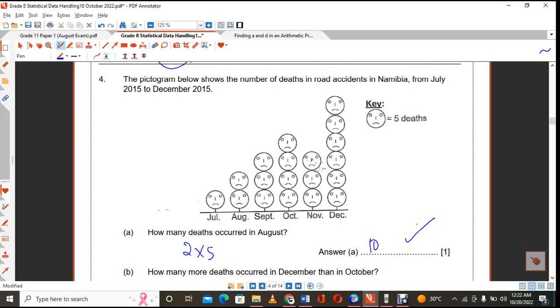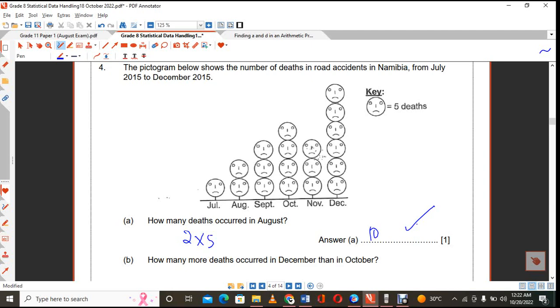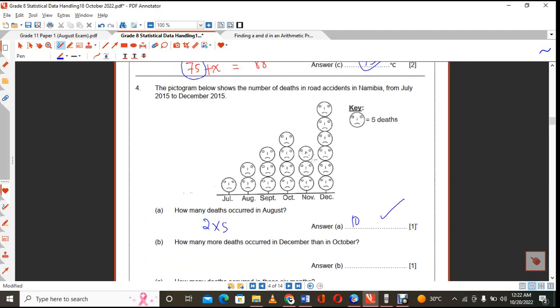And part B, how many more deaths occur in December? Right, let us just see if we can calculate December. So in December, we have December minus October. In December, we have 1, 2, 3, 4, 5, 6 times 5. And in October, 1, 2, 3, 4, we have 4 times 5. Well, all of this will give you 30 minus 20. Okay, and this answer also happened to be 10.